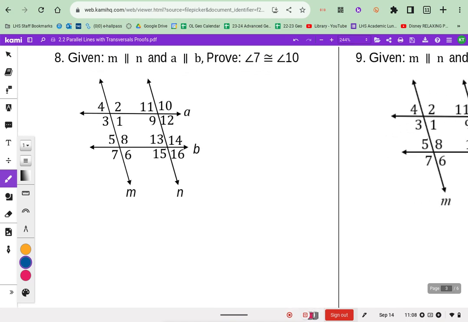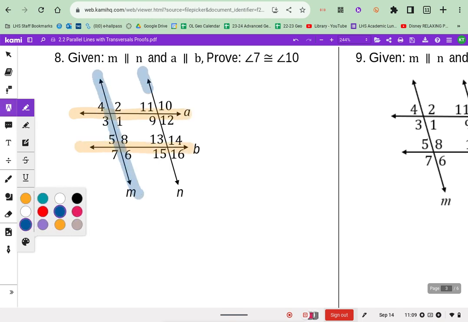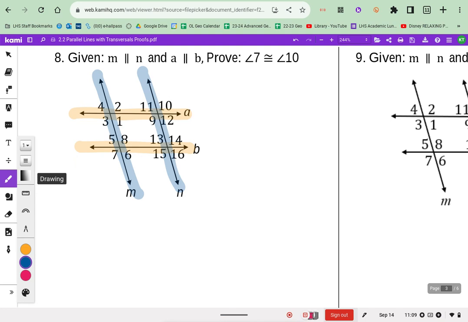All right, so this time we have M and N are parallel and A and B are parallel, so that's super helpful. So I'm going to highlight my pairs of parallel lines. And I'm just going to circle what we want to prove, because that's going to kind of help me visualize things. So I'm going to circle 7 and 10 because we want to prove that they're congruent.